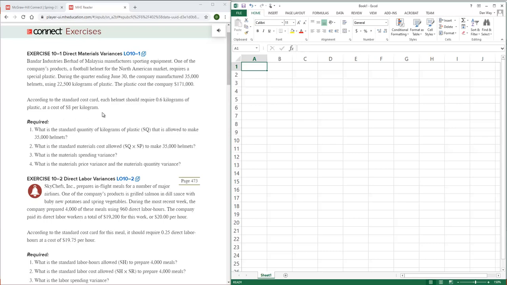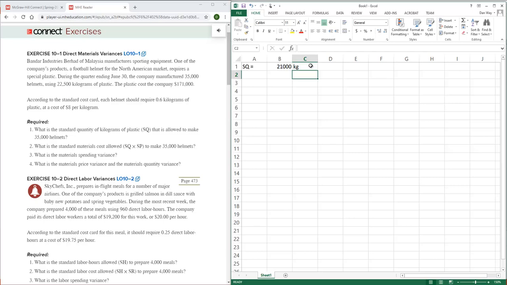So the first requirement is to determine the standard quantity of kilograms of plastic, the SQ, that's allowed to make 35,000 helmets. So standard quantity for 35,000 helmets is just going to be the 0.6 kilograms that should be required for each helmet times the 35,000 helmets, or 21,000 kilograms in total.